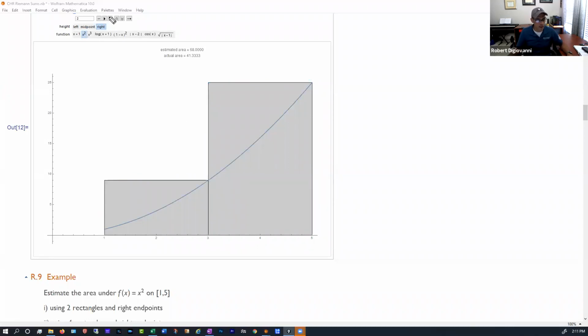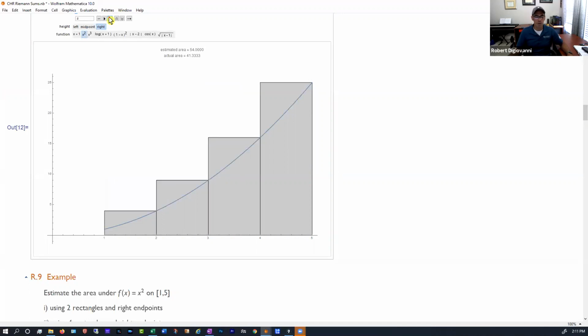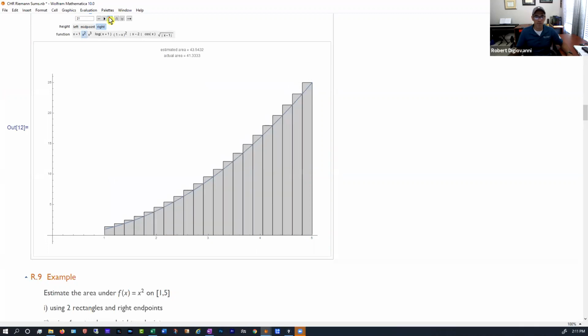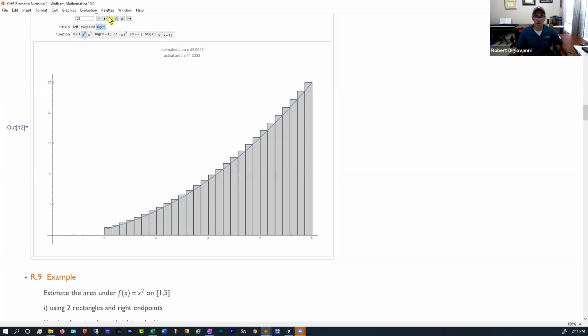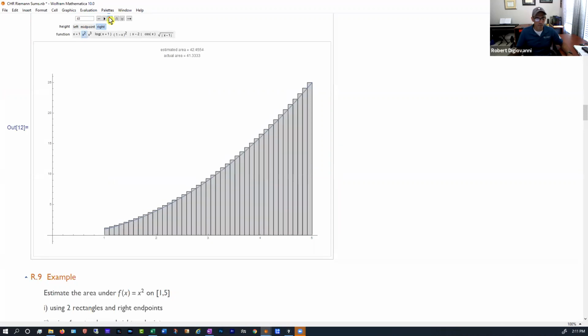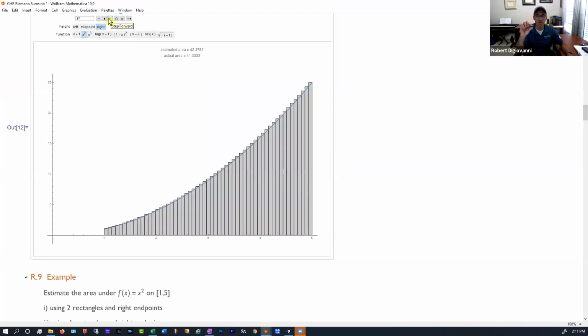I could do 3 rectangles. Even better. 4, 5, 6, 7, 8, 9, 10, 11, 12, 13, 14, 15, 16, 17. Right? I can just keep going and going, right? The more I do, the better this gets, right? The error starts to vanish away. Ideally, I'd like to have an infinite number of rectangles.